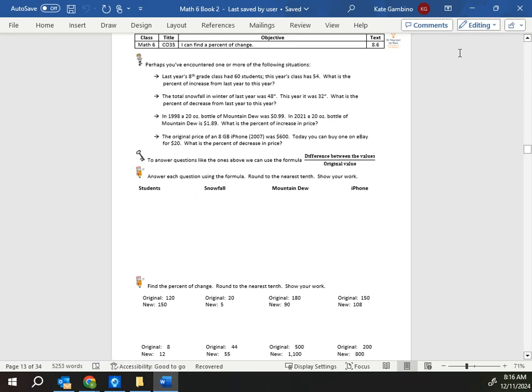Good morning. Today we are doing our last objective for this unit, CO35. I can find a percent of change. So we're finishing up working with those percents, reminding ourselves that we will review tomorrow.